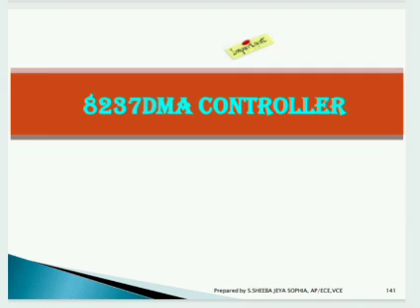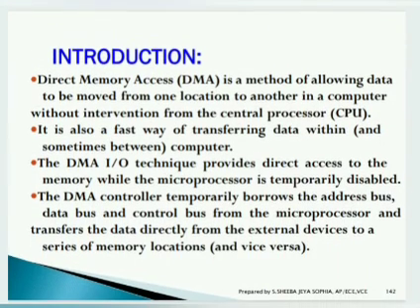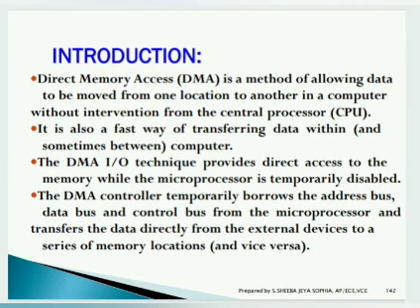What is meant by DMA? DMA is nothing but direct memory access. From the name itself, you can say you are accessing the data directly. It is a method of allowing data to be moved from one location to another in a computer without intervention from the central processing unit, the CPU. Yes, you can directly access your data without the knowledge of the processor. It is a fast way of accessing data within a computer.